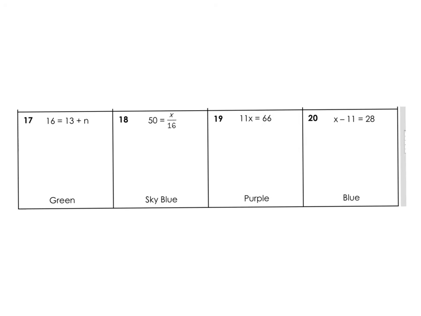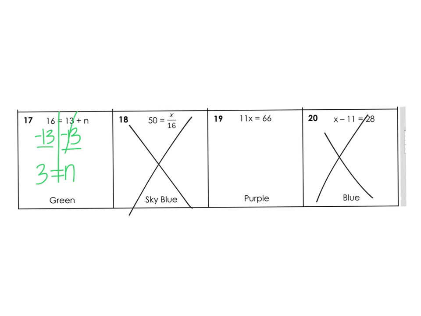2 more problems left, so we'll try to make it quick here. On number 17, we have 16 equals 13 plus n. We want to get n by itself, so we will subtract 13 from both sides. 13 minus 13 would be 0. So you would have n equals 3. We did not have to do 18 or 20.